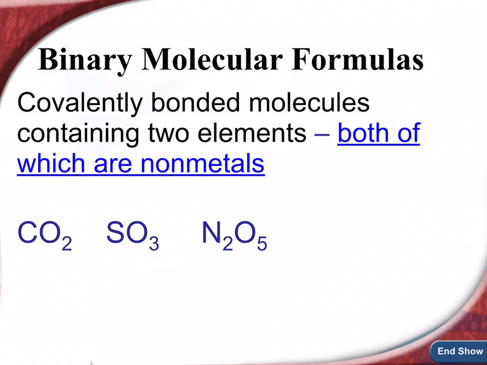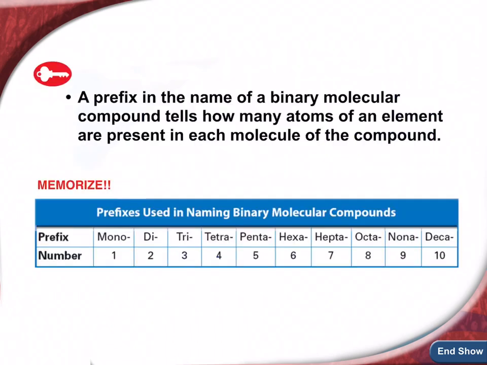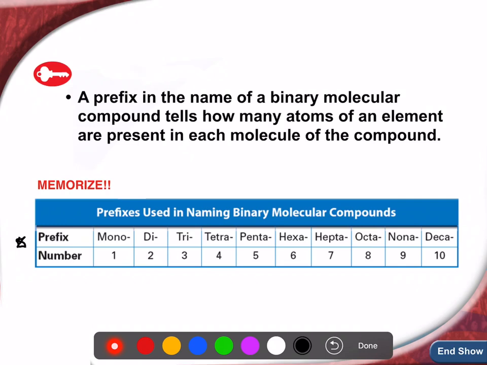So here are some examples. Carbon and oxygen together, sulfur and oxygen, nitrogen and oxygen. It's both nonmetals together. So to do this, you use prefixes in front of each element name to tell how many there are. So here's your list of all prefixes. Mono is one, of course. Most of them you have seen before.